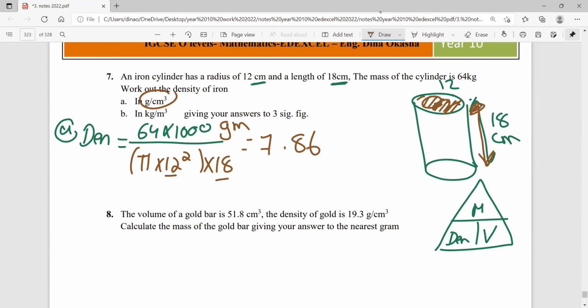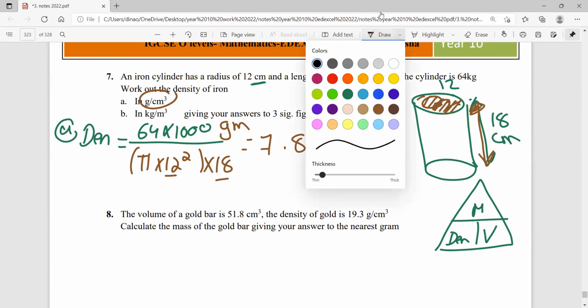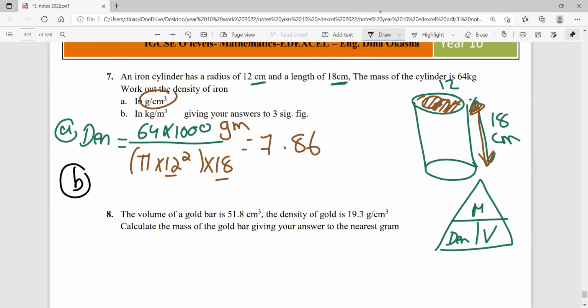In question B it says find the density in kilogram per meter cube this time. So the mass is already in kilograms, fine. And the dimensions are in centimeters, so I will change them to meters. How do I change to meters? Divide by 100. So it will be pi times 0.12 squared times 0.18.